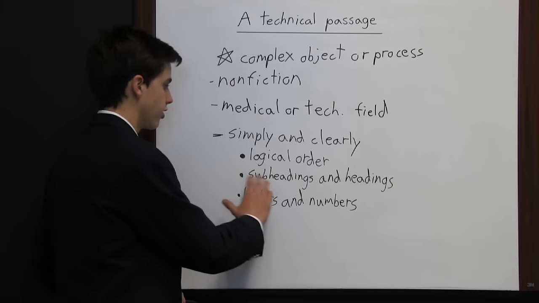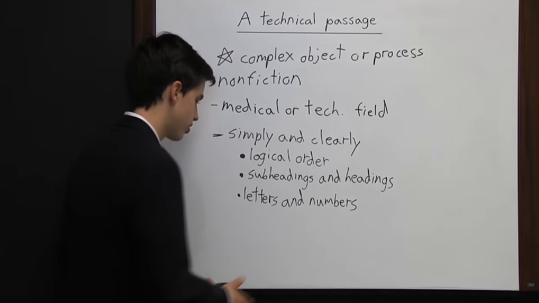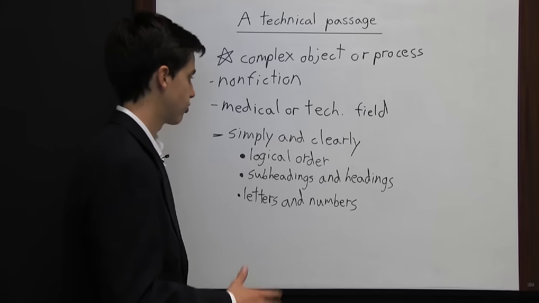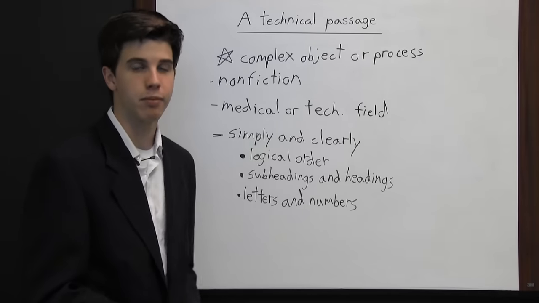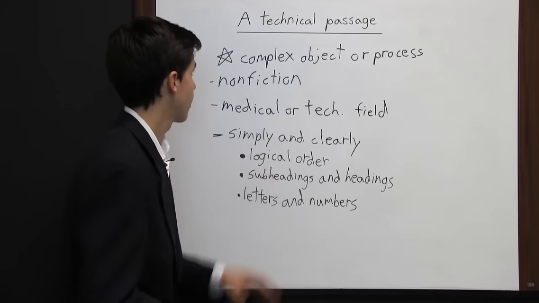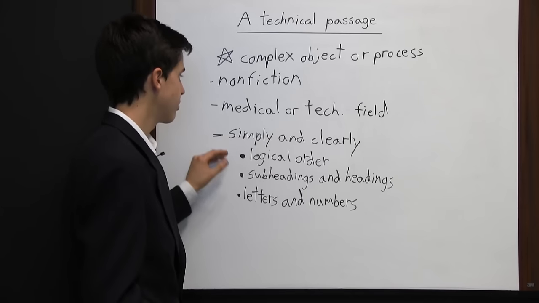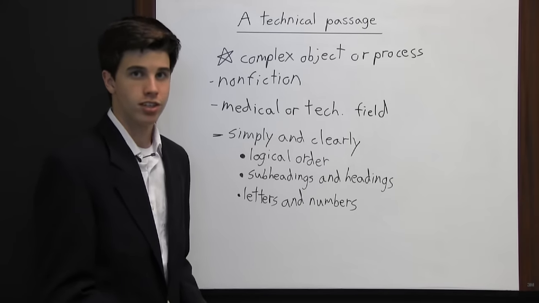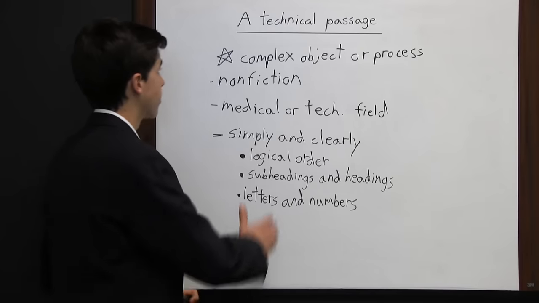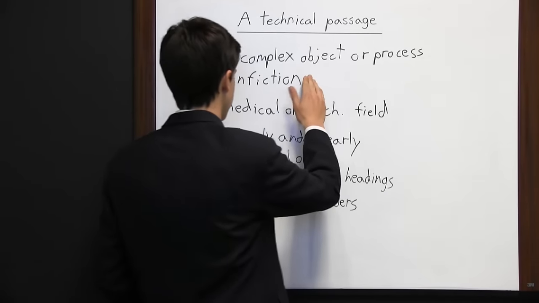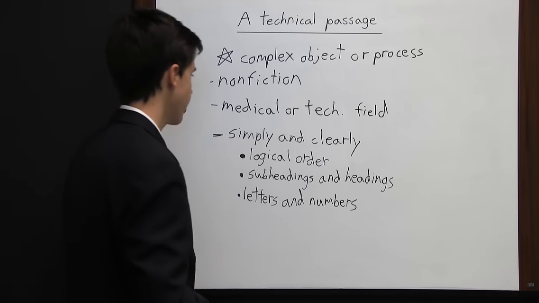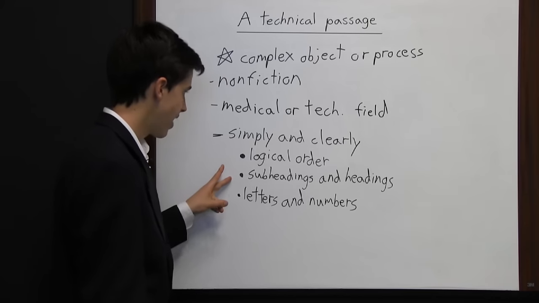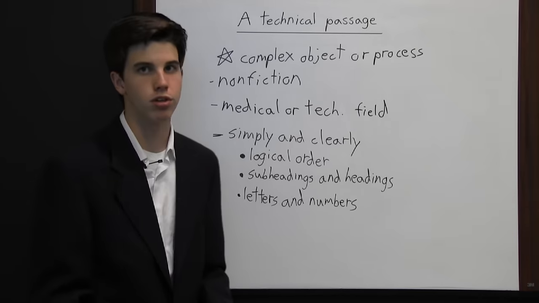And because of using lots of subheadings and headings and letters and numbers, oftentimes a passage will appear more like an outline than an actual piece of writing. But nevertheless, that's fine because the goal of the writer here is to describe the complex object or process simply and clearly. So that's the important thing to pay attention to there. So just to review, a technical passage is for the purpose of describing a complex object or process. And everything needs to be stated simply and clearly, so the three tactics an author can use are logical order, subheadings and headings, and letters and numbers.